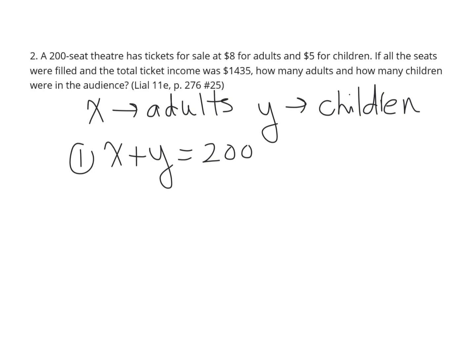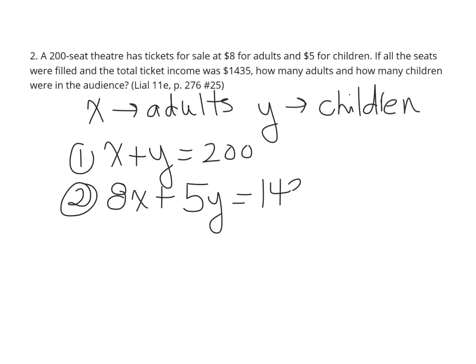The second one represents the ticket revenue, if you will. So the second one says that adults are charged $8 each, and children are charged $5 each, and together the sum of those two admissions were 1,435. Okay, so in this case, again, I'm going to look at our three options: elimination, substitution, or graphing.